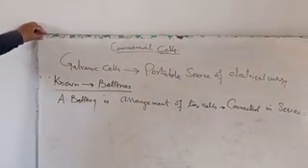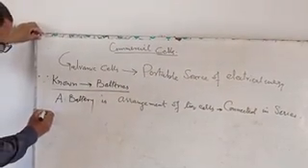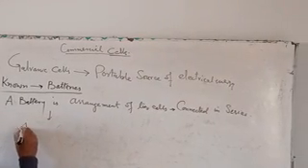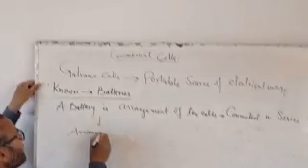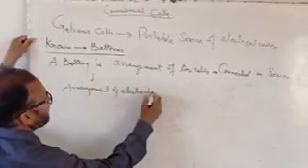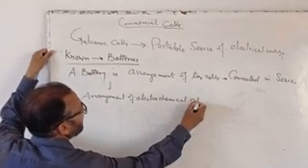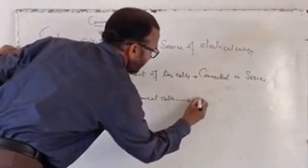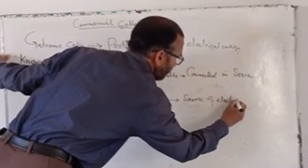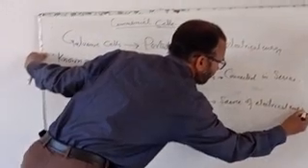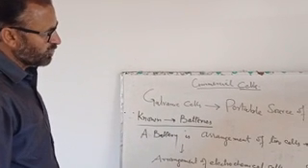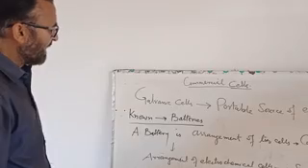Thus, batteries are an arrangement of electrochemical cells used as a source of electrical energy. An arrangement of electrochemical cells used as a source of electrical energy is the battery.